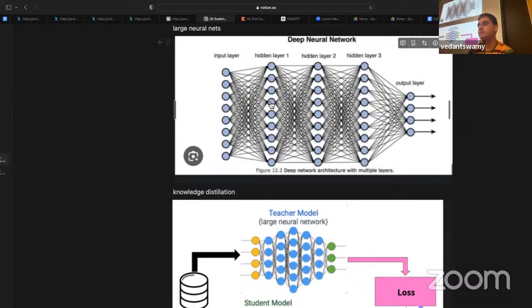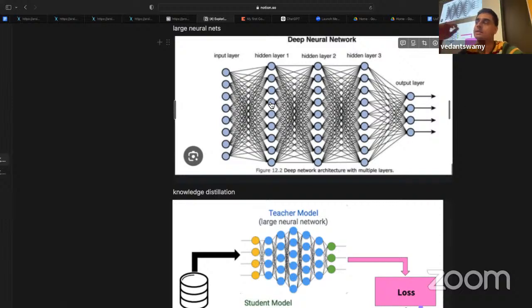In GPT-3, we nearly have 175 billion parameters in the neural network. Recommendation systems such as Netflix and Amazon also have really large neural networks. So the issue with having large neural networks is that we can't use them when we do not have enough resources.